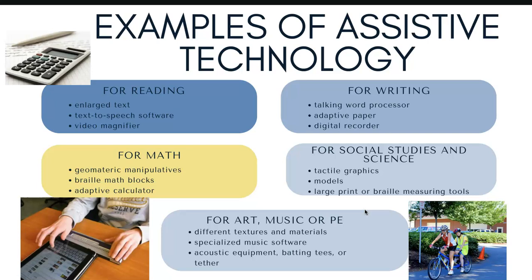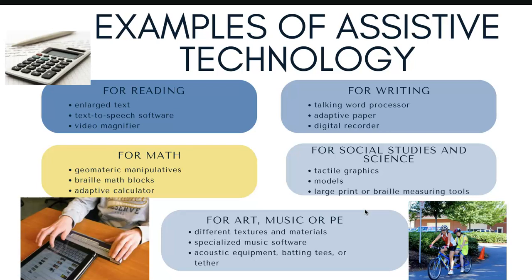For writing, we have a talking word processor. That might be if students have trouble typing or writing, they would talk out loud and it would process their words. Adaptive paper could be paper that has bigger lines or is a different color, something like that. And digital recorders help students record class if they need to revisit it later.